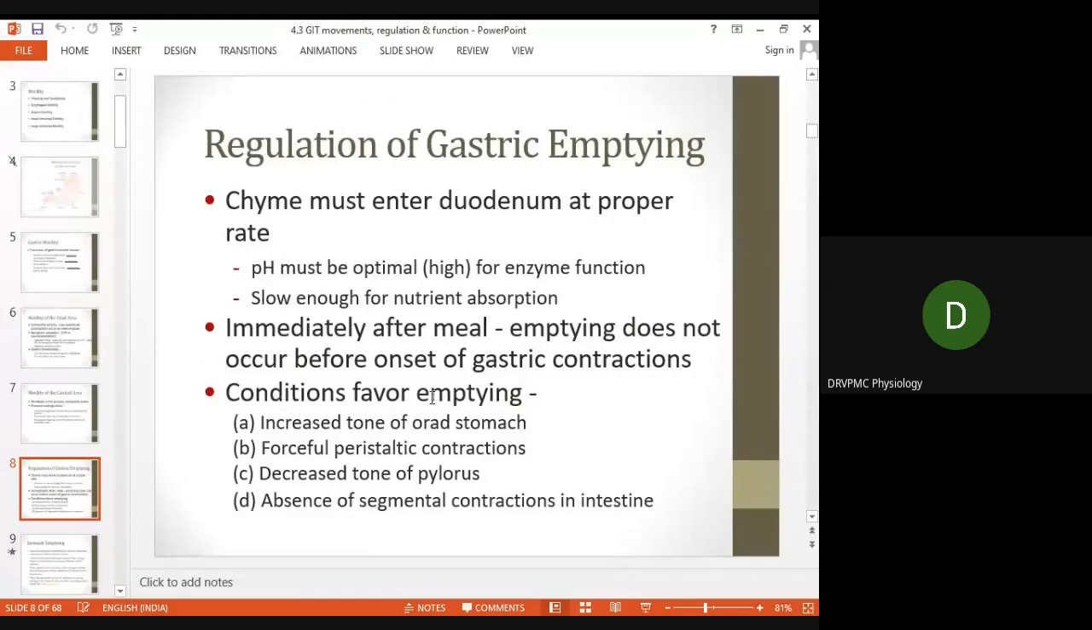Okay. Then, what are the conditions which favor gastric emptying? First one is the increase in the tone of the orad stomach, that is the proximal half of the stomach. There is increase in the tone. Second is the forceful peristaltic contraction. Third is the decreased tone of the pylorus. The pylorus is the distal half or the later part of the stomach, if you remember in the diagram.